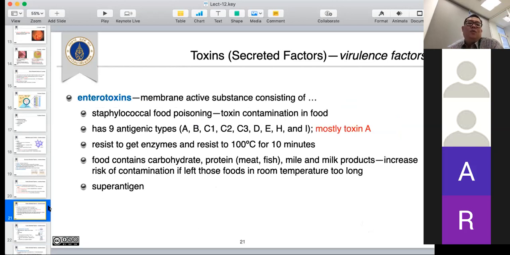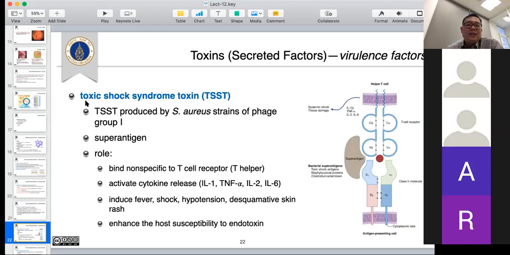Enterotoxin is a superantigen. Another toxin that is also a superantigen is called toxic shock syndrome toxin, or TSST. This is very important for Staph aureus. You probably need to remember TSST.